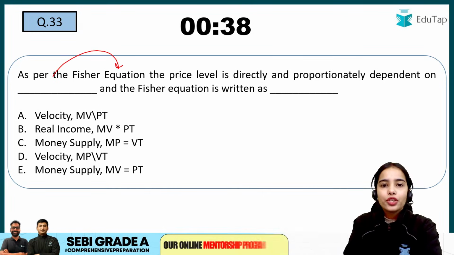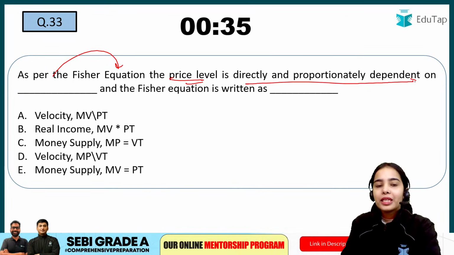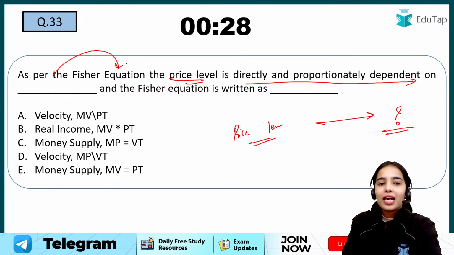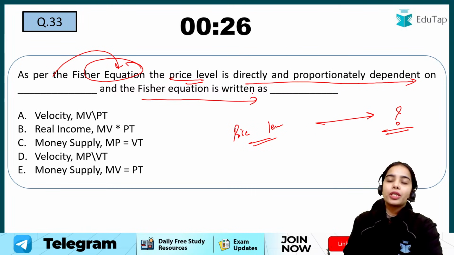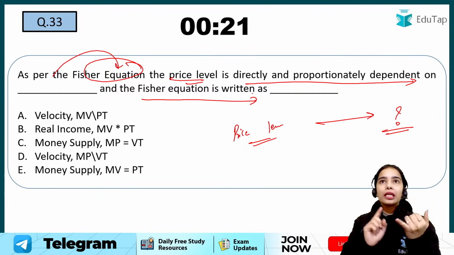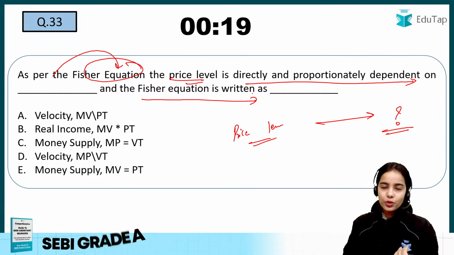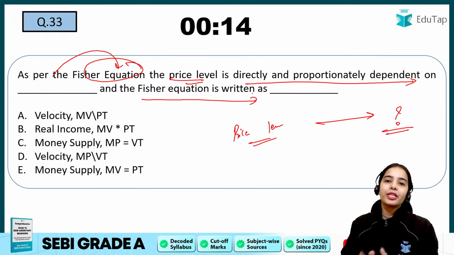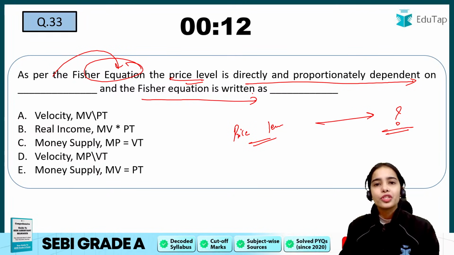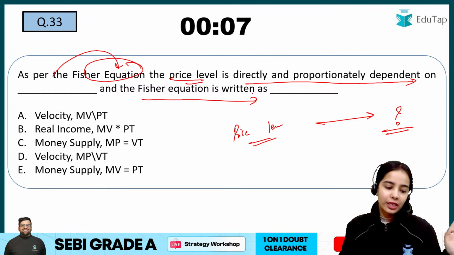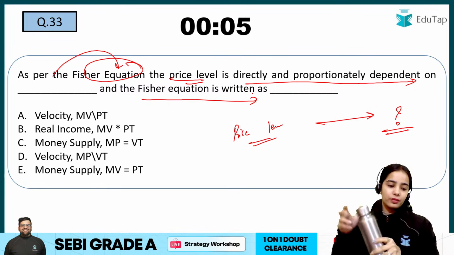As per the Fisher equation, the price level is directly and proportionately dependent on what? So the price level is directly and proportionately dependent upon which factor as per the Fisher equation? The Fisher equation is a very important equation on which, in the recent PFRD Grade A examination also, in phase 1 or phase 2, there was a direct question. In the SEBI examination also, we have seen in previous years there are questions on the Fisher equation. So the Fisher equation is something that you must know about, so that you do not get confused. Now try to answer this question.